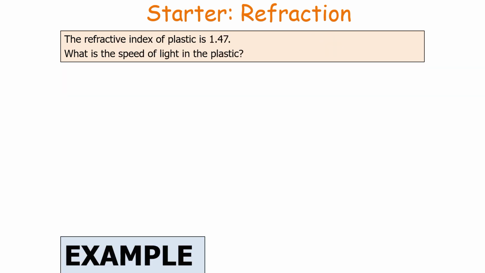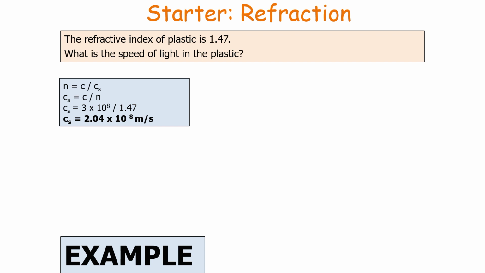So if you were given a question that might say the refractive index of plastic is 1.47, what is the speed of light in the plastic? Well, we say n equals c over cs, so therefore cs is c over n by rearrangement. c is equal to 3 times 10 to the 8, and in this instance n equals 1.47. So therefore the speed of light in the plastic is 2.04 times 10 to the 8 meters per second.